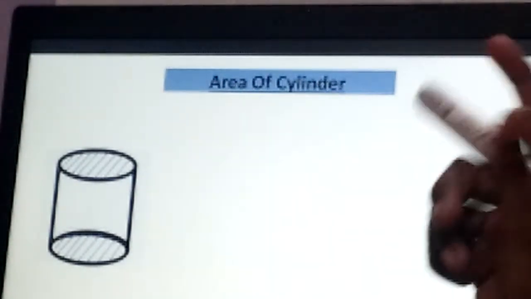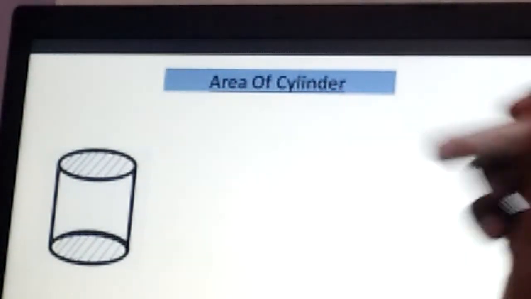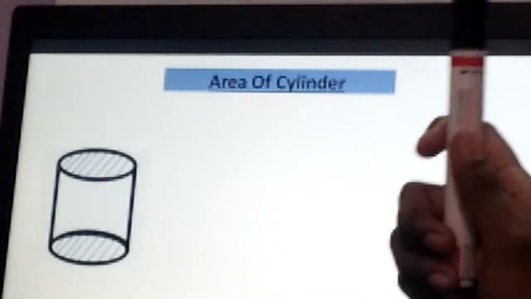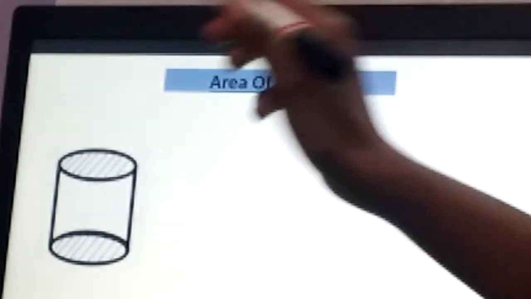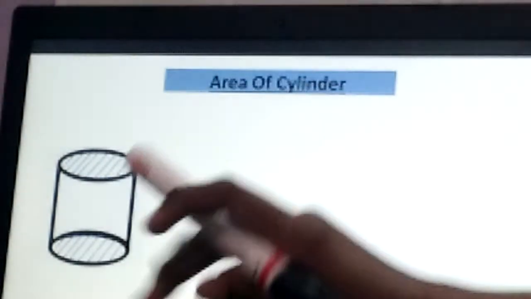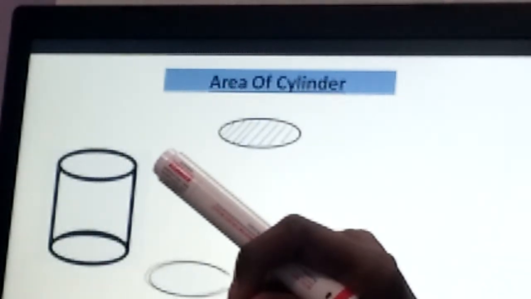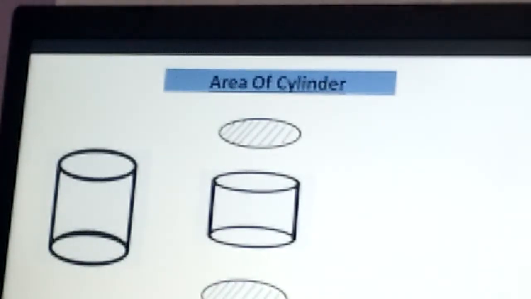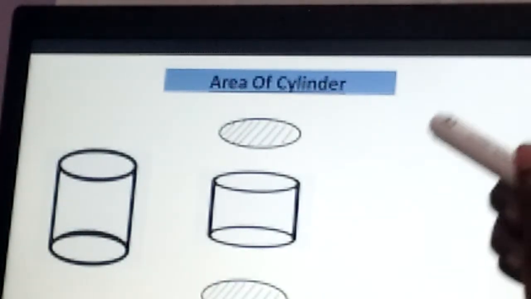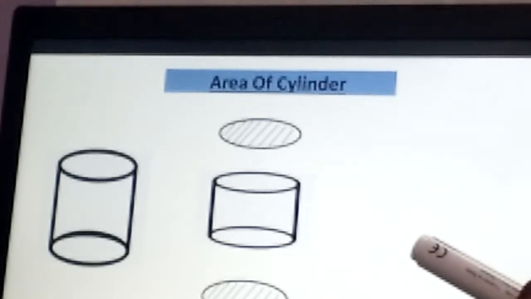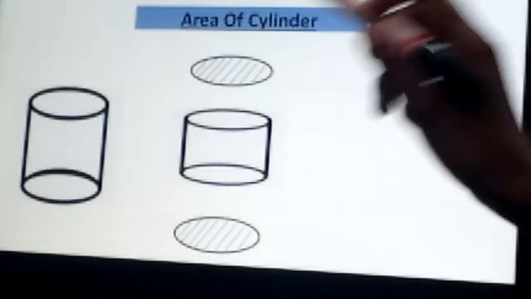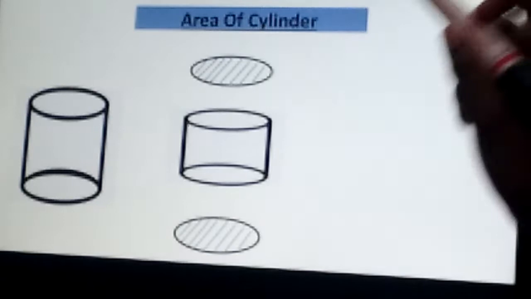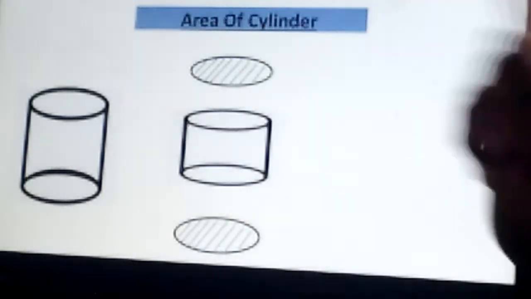I will not tell you to remember the formula. I will tell you how to derive the formula to find the area of a cylinder. Exciting? Okay, be excited. Let's see. If I remove the top surface and bottom surface, then I have the circular body. Then it is very clear now that the area of the cylinder is the area of the top circle plus the area of the bottom circle plus the area of this circular body.